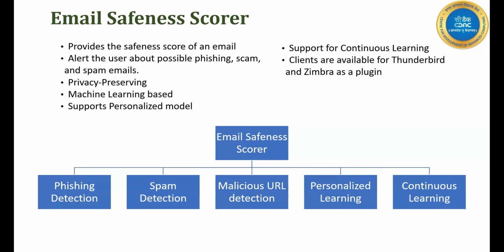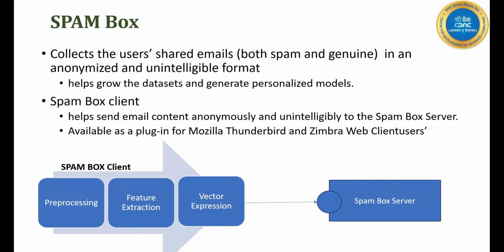It supports a personalized model. Personalized model means you will have a personal machine learning model for yourself, and it also supports continuous learning, meaning it can be enriched with new data sets. And clients are available for Thunderbird and Zimbra as a plugin. Then in this Email Safeness Explorer, you have features like phishing detection, spam detection, malicious URL detection, personalized model, and continuous learning.